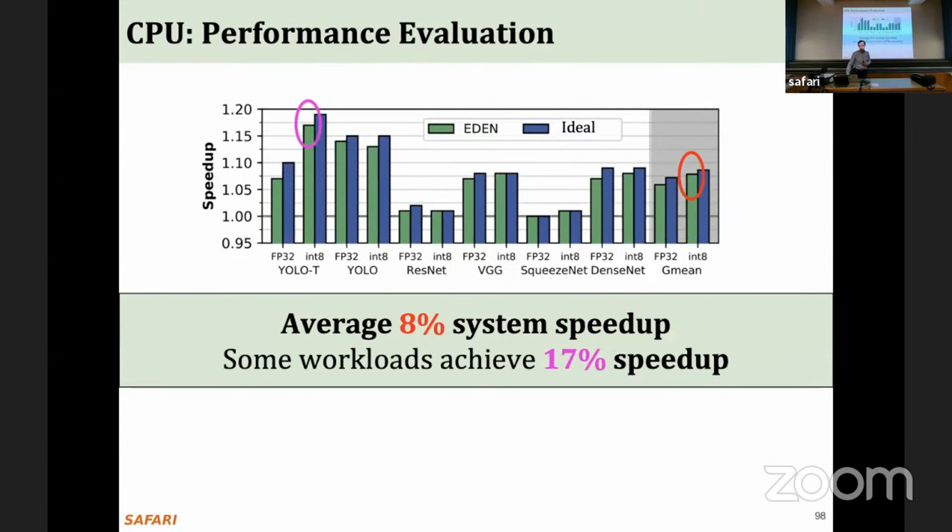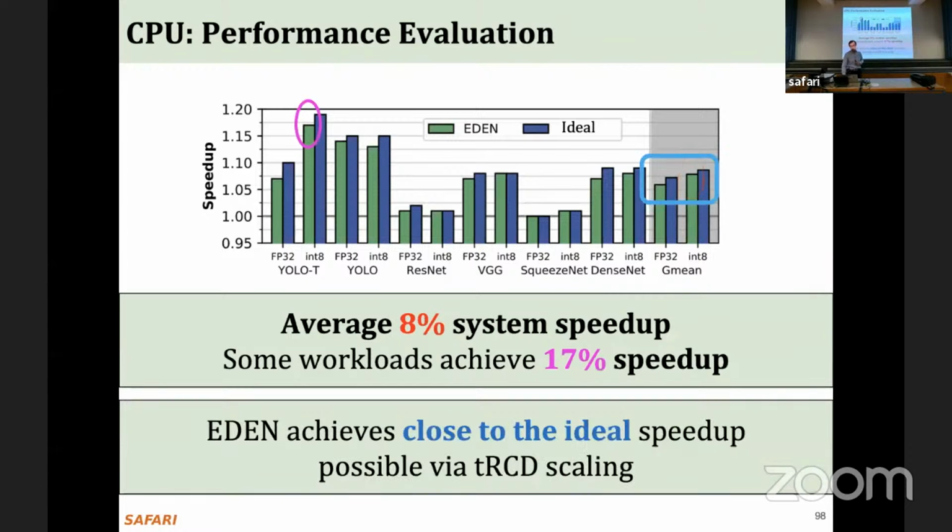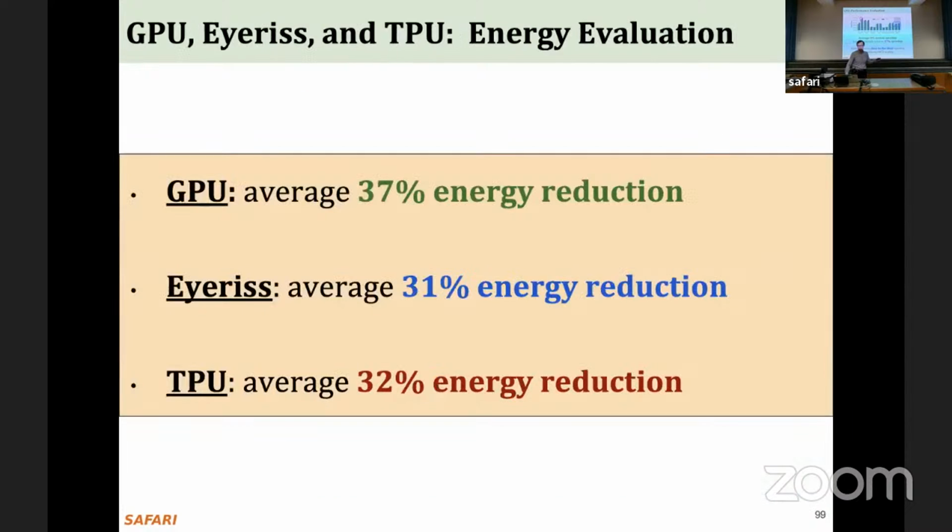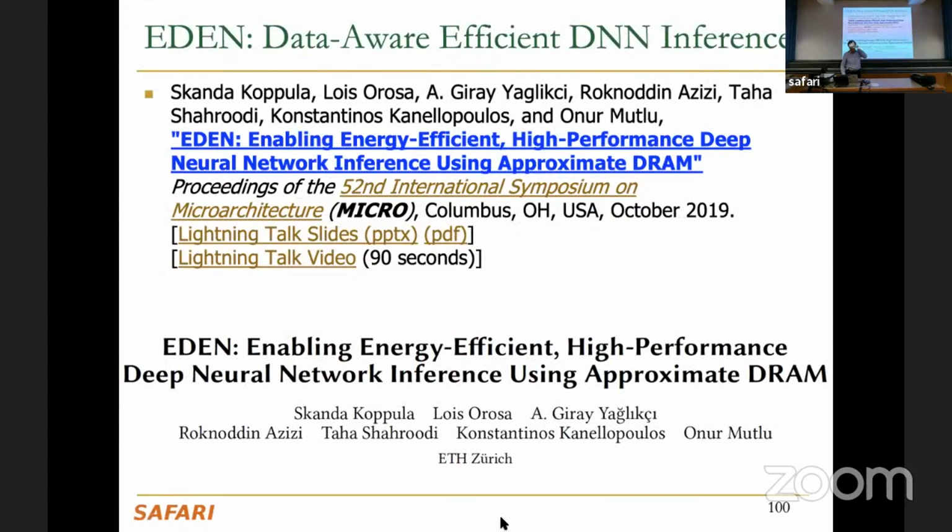And also a system speed up, as you can see. I'm not going to go through the details. Basically, this reduces your latency as well as energy. And this is evaluated also on a GPU and machine learning accelerator like TPU, tensor processing unit. And you can see the energy reductions are actually quite significant. And you can read the paper for more detail.